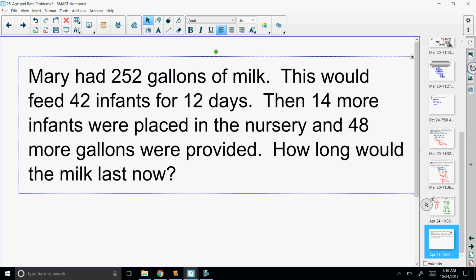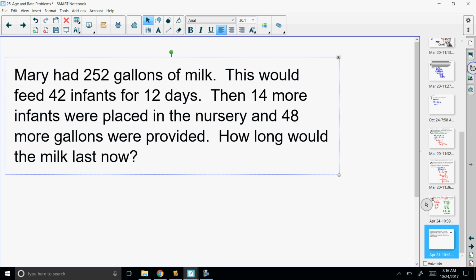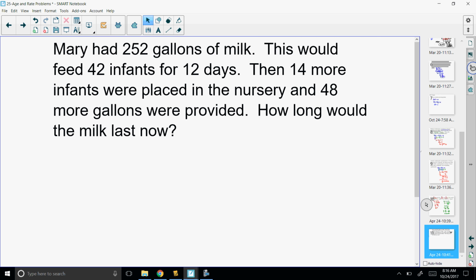So we look at this one. Try to minimize it a little bit so it's smaller and I can have room to write. Mary had 252 gallons of milk. This would feed 42 infants for 12 days. Then 14 more infants were placed in the nursery and 48 more gallons were provided. How long would the milk last now?